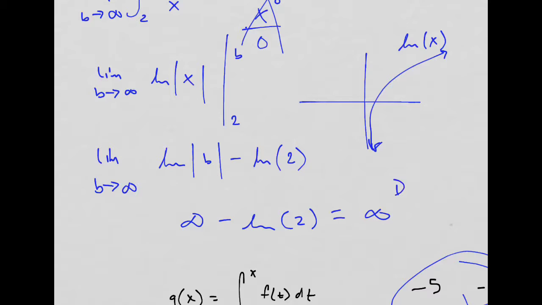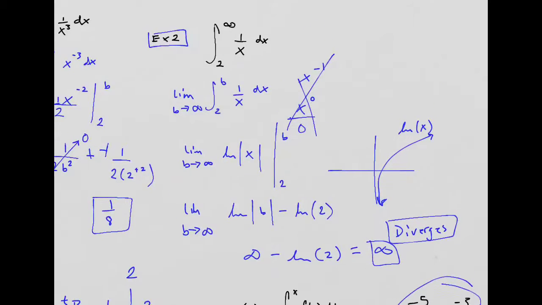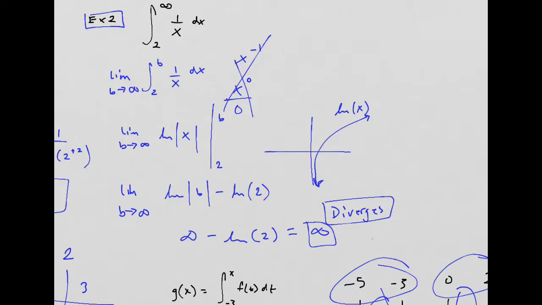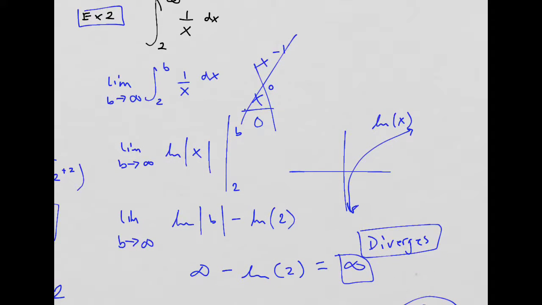So this diverges, meaning it doesn't have any area underneath. It just keeps growing and growing. If we graph this at the very beginning, you might think that it might have a limit, but it doesn't. And there's a specific reason why, but we'll talk about that in a minute.